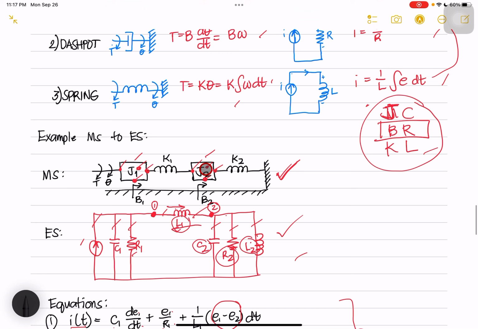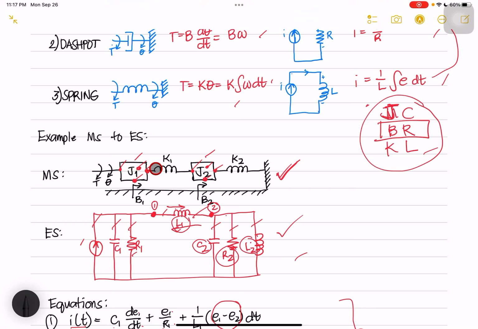Two masses. So, we have two nodes. Each node will have E1 and E2, meaning voltage 1 and voltage 2. Okay? So, we have this torque, which is equivalent to a current source. Okay? And then J1, J will be equal to C, so C1. And then we have B1, so we have an R1 in parallel as well. And that's it for J1.